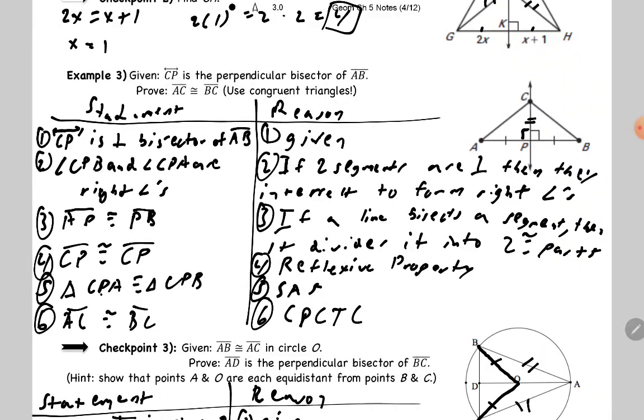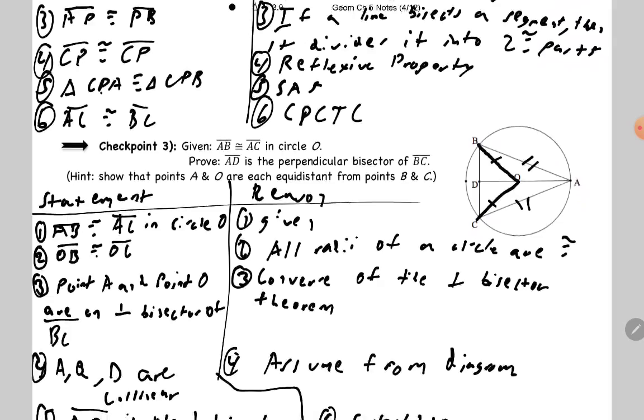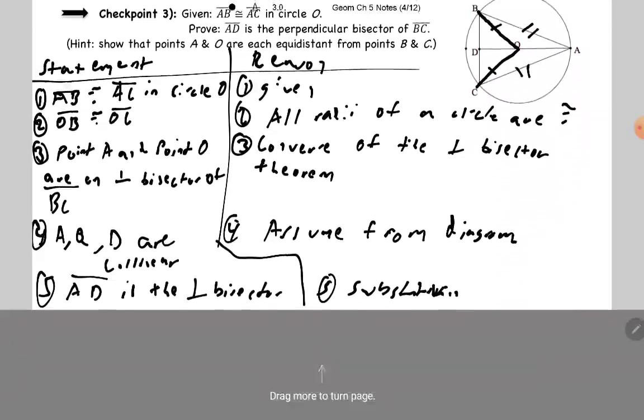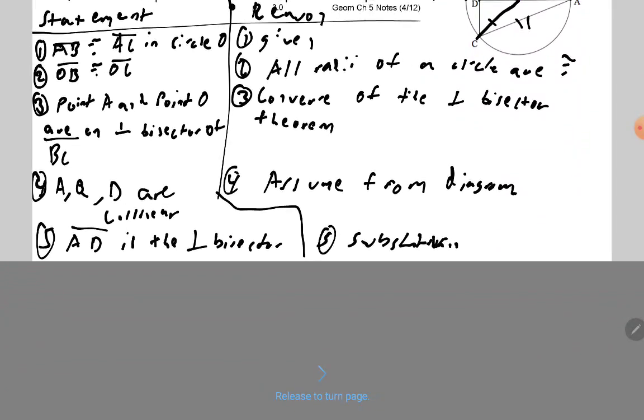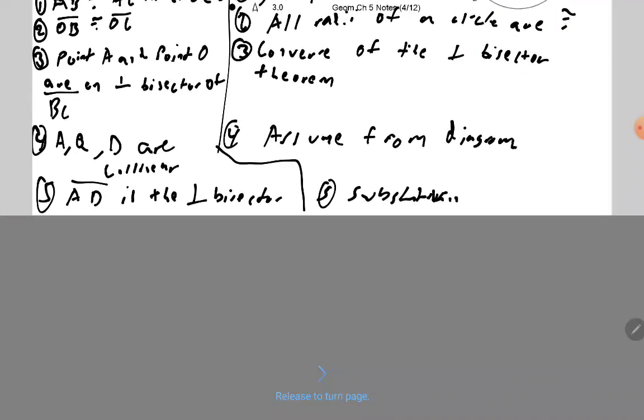You know that there's SAS, ASA, side-side angle. Wait, is that right? No, that's not side-side angle. So, SSS, SAS, AAS, ASA, HL. That was from last chapter. Alright, let's move on.